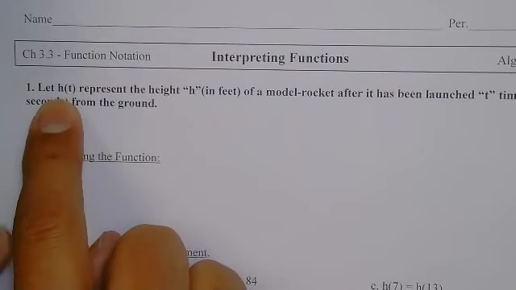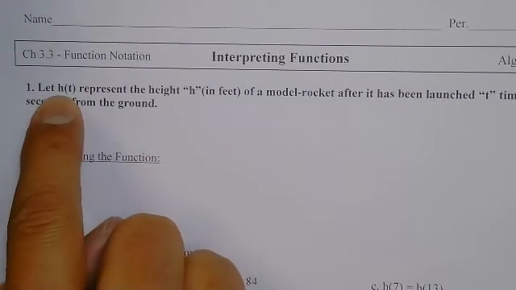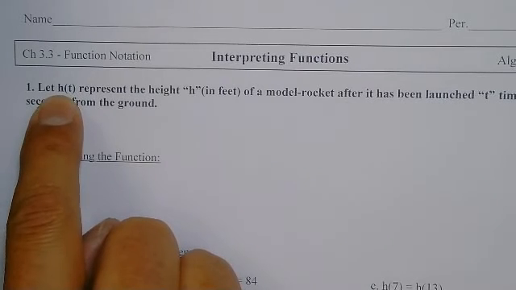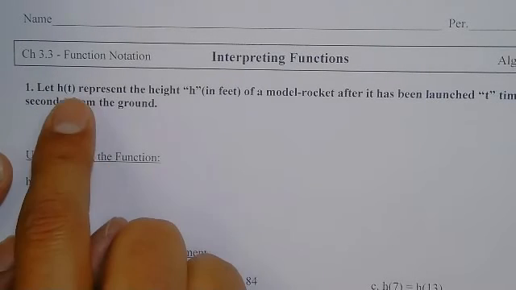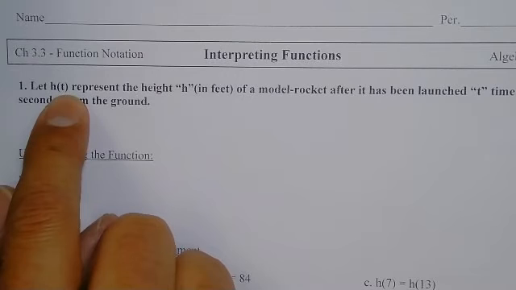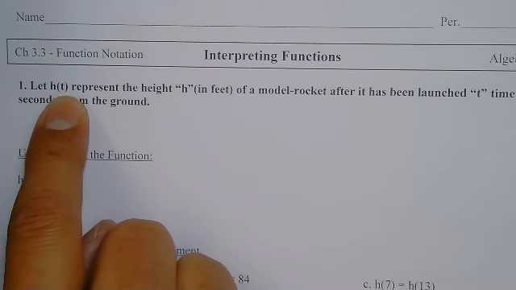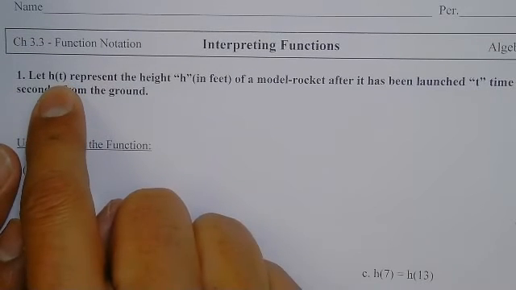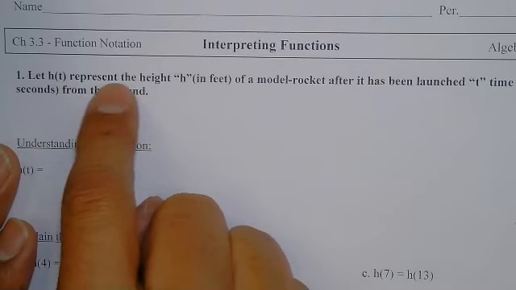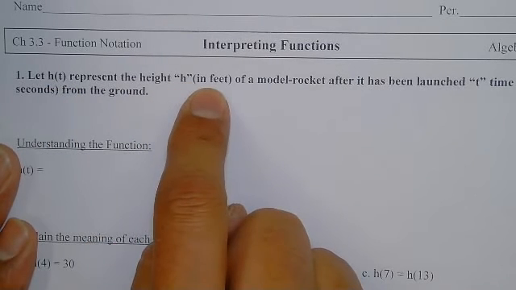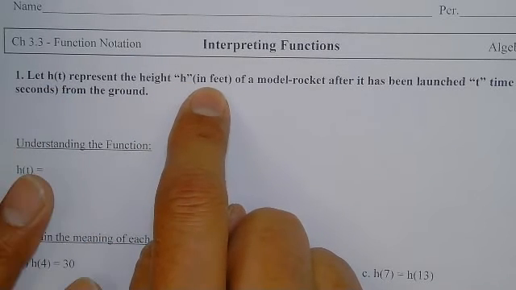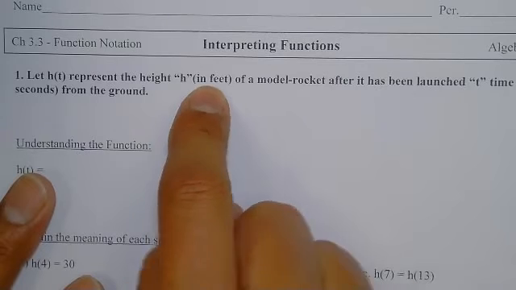Let h of t. They're using h, right? Again, they can use any letter they want, but they use h because we're talking about height. So that's the h. T is going to stand for something, right? Usually we use x, but see, we're using different variables. Let h of t, this function of h of t, represent the height, which is in feet. Sometimes it can be in miles or inches or whatever. It's in feet in this case.